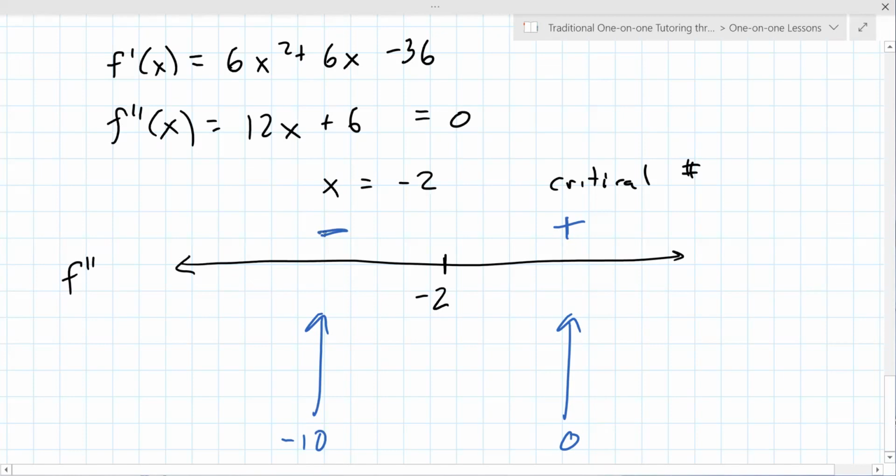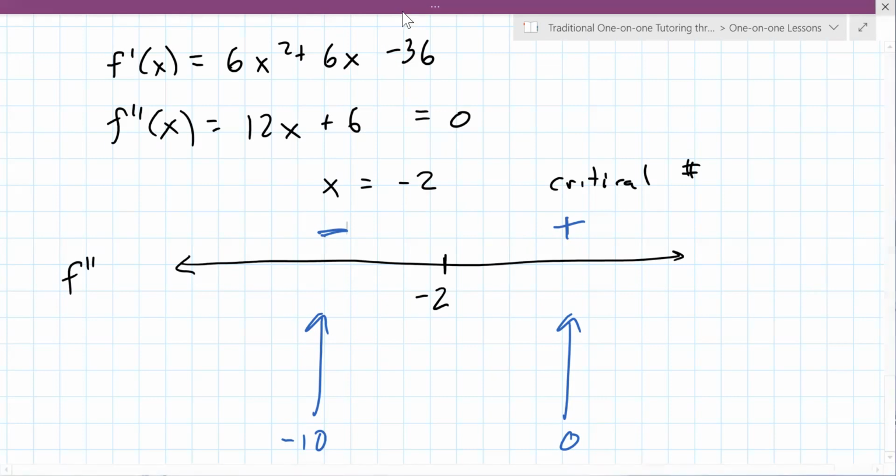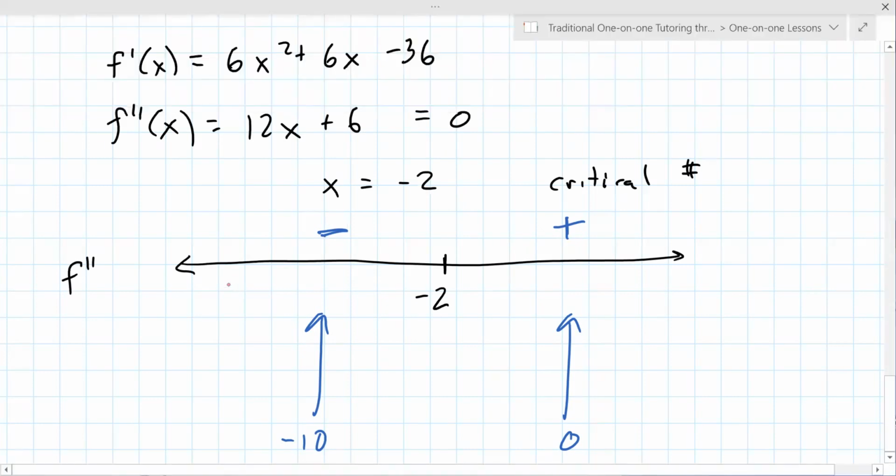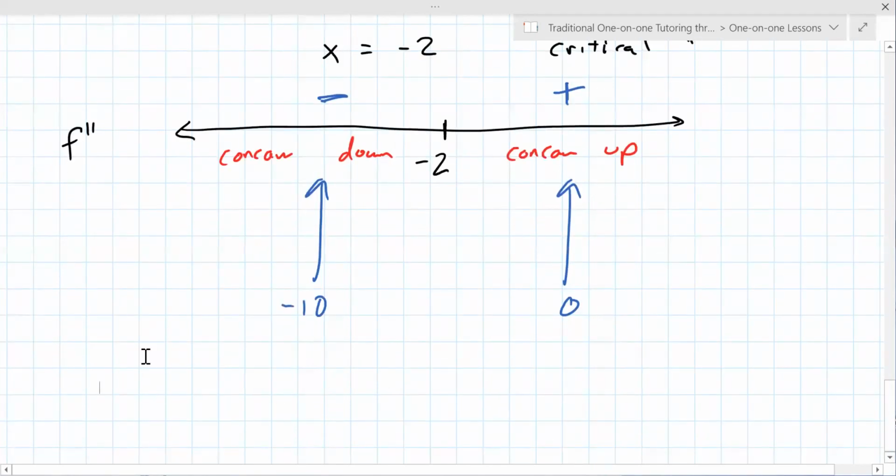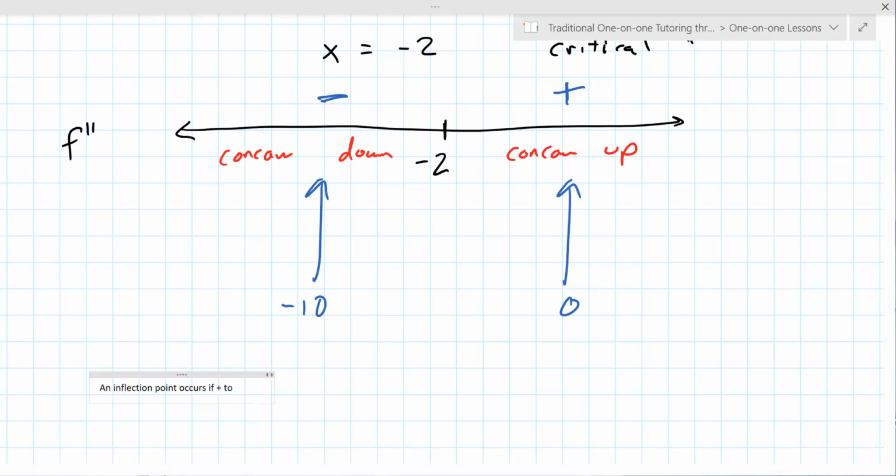Okay, so here's what this tells you. When it's negative, it's concave down. When it's positive, it's concave up. And then finally, an inflection point occurs if the sign changes from plus to minus or minus to plus. That's the only time you'll see an inflection point on this. All right.